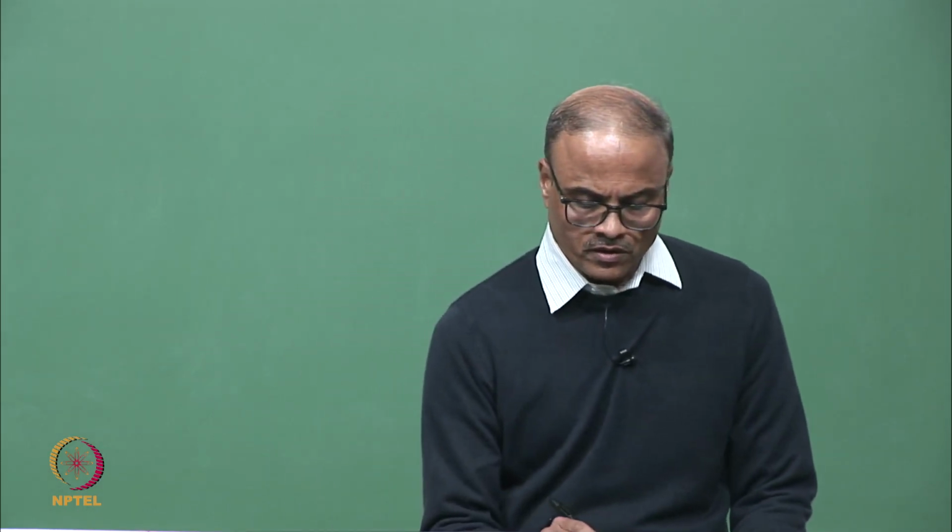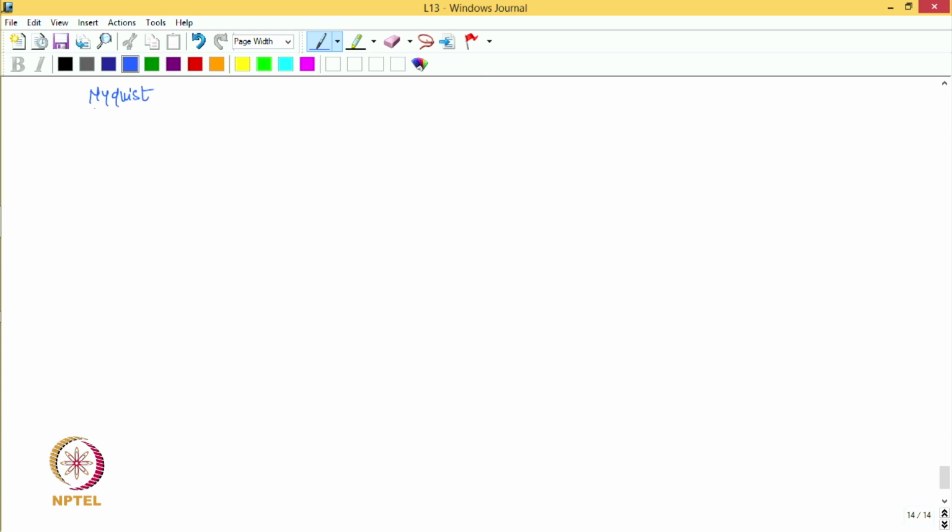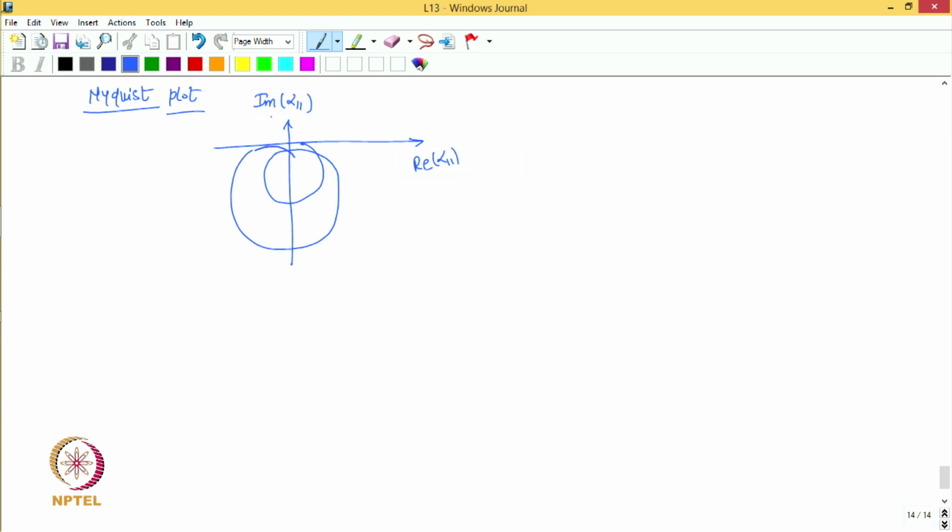Let us also look at now the Nyquist plot. So let us sketch the Nyquist plot. Let us say we are plotting here the real part of the receptance, and we are plotting the imaginary part of the receptance. So this plot may look something like this. Just sketching a typical plot. Something like this.